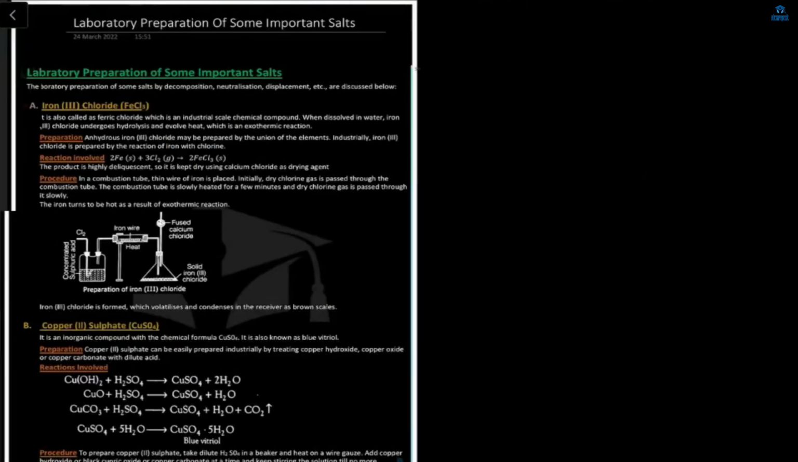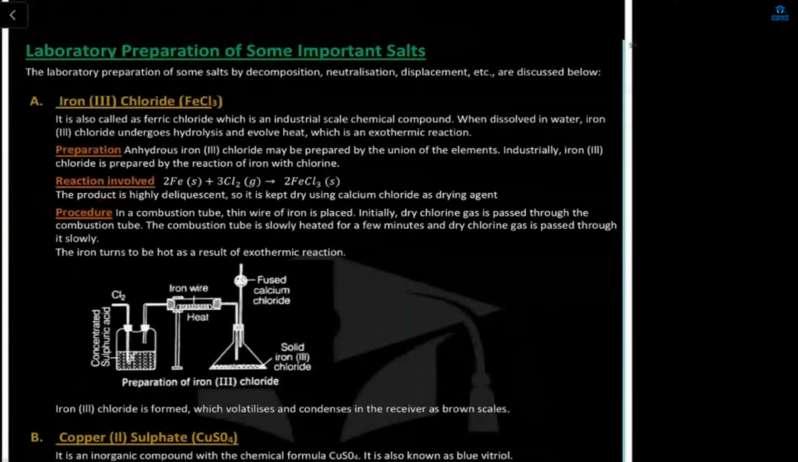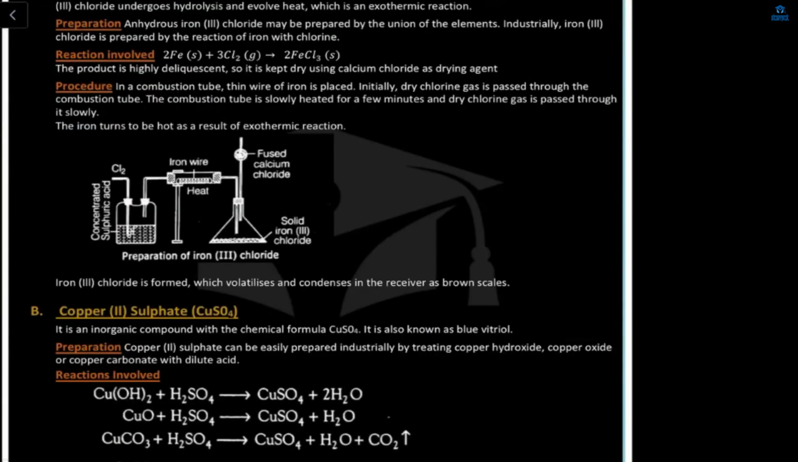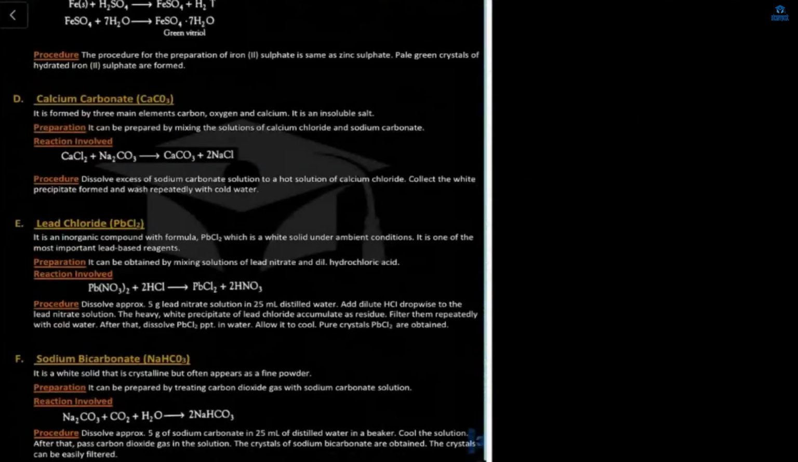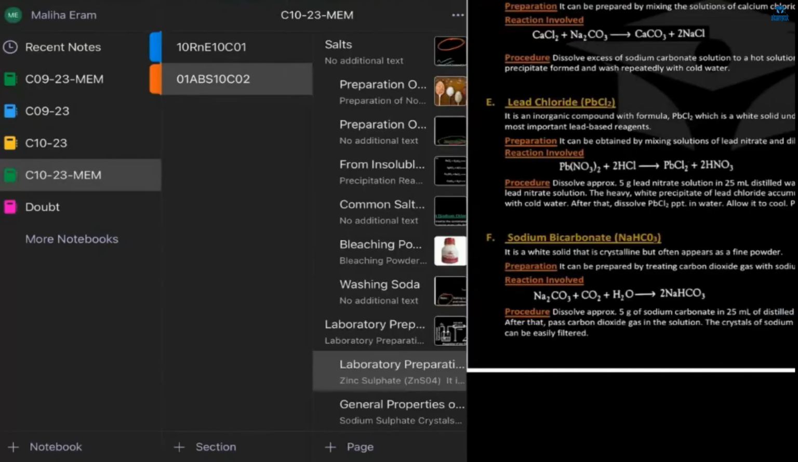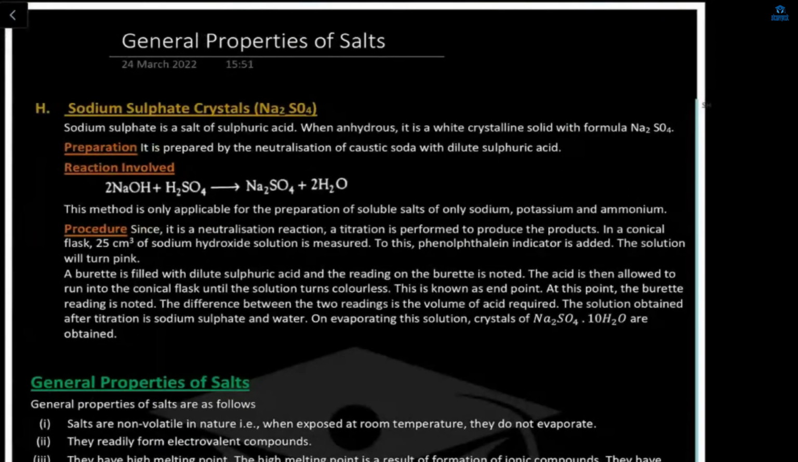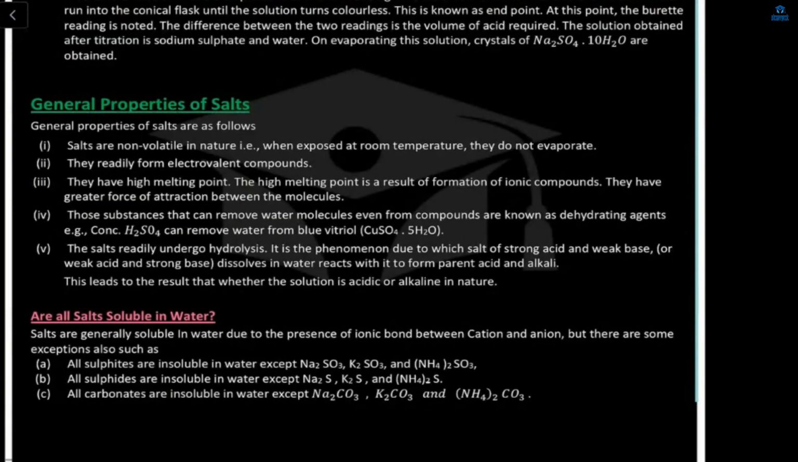And in the next class, we will learn about the laboratory preparation of some important salts: iron(III) chloride, copper(II) sulfate, zinc sulfate, calcium, lead chloride, sodium bicarbonate, and the last is some general properties of salts. Okay, that salts are non-volatile, directly from electrovalent compounds.